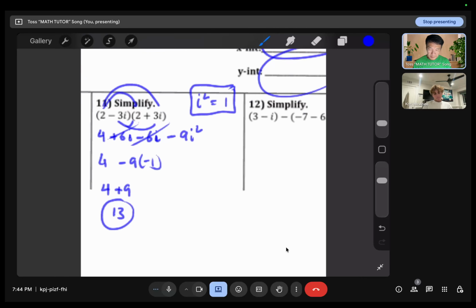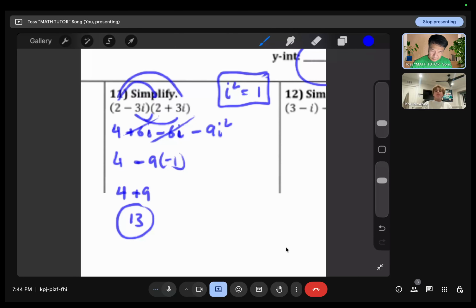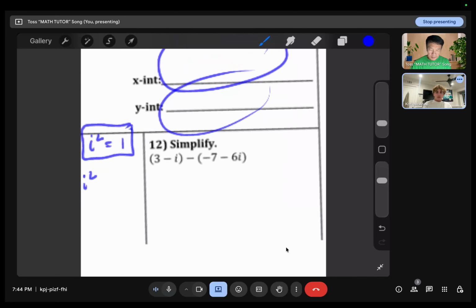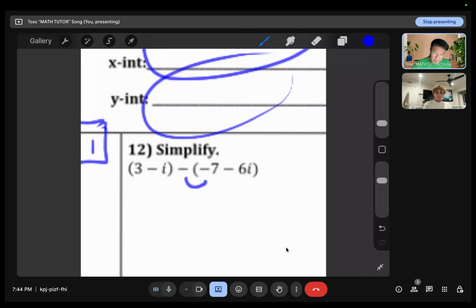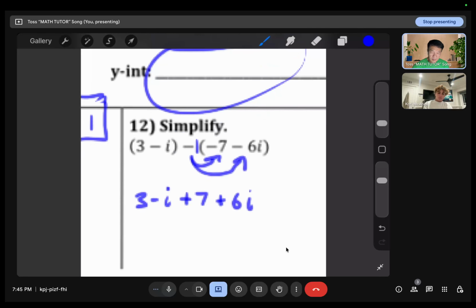Okay, all right, continue. Okay, this one. Distribute the negative in and rewrite. In the front, you don't need to keep the parentheses because there's nothing to distribute in, so just write it without. But then for the last two, distribute the negative, like negative 1. So negative 1 times negative 7 is a positive 7. Negative 1 times negative 6i is a positive 6i. And then continue, combine like terms.